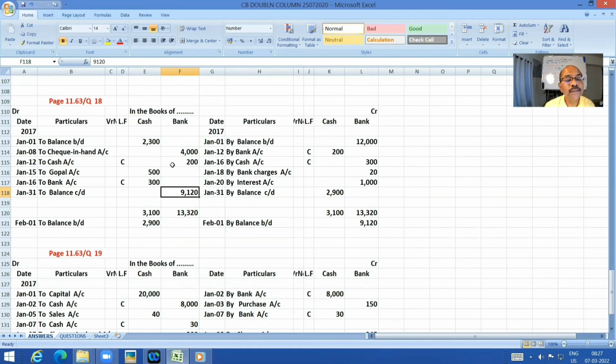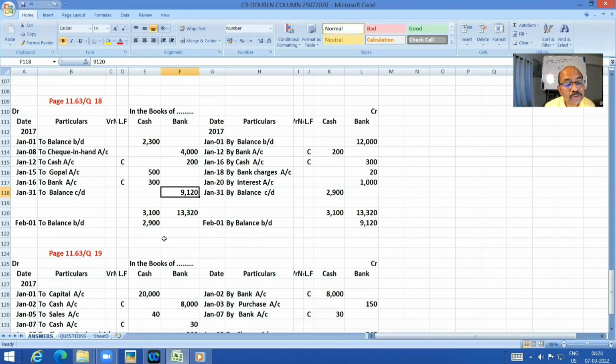But it's shown in the debit side now. Maybe. But to balance carried down. Okay. The amount followed by 'to' is a credit balance. Okay. Amount followed by 'to' is invariably a credit.